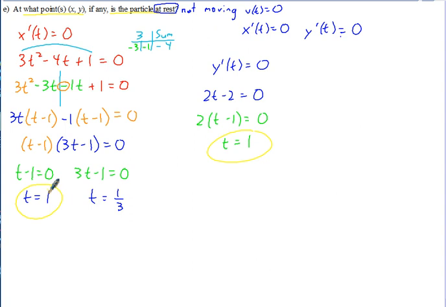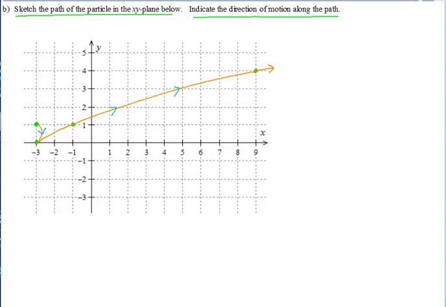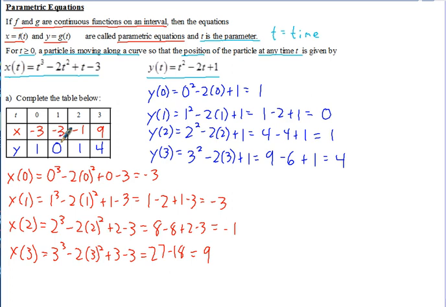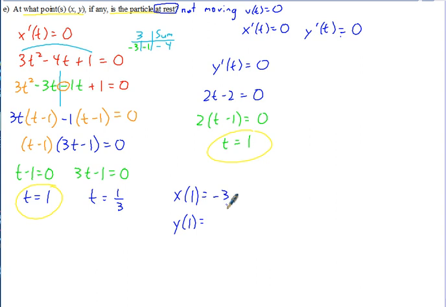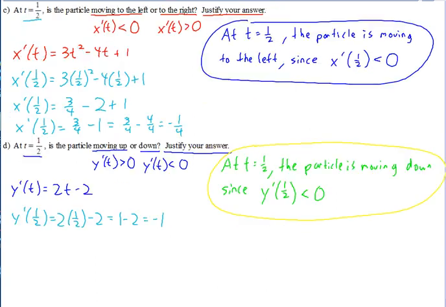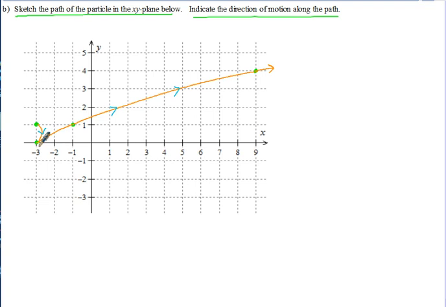At time 1/3, only the x-coordinate is at rest. So normally, because we want the point or points, you would now find the position at time 1 of the x-coordinate and the position at time 1 of the y-coordinate. But notice we already did that. It was negative 3 and 0. So that's the point we're looking for, negative 3, 0. We can see that on our graph. Negative 3, 0 is right there.